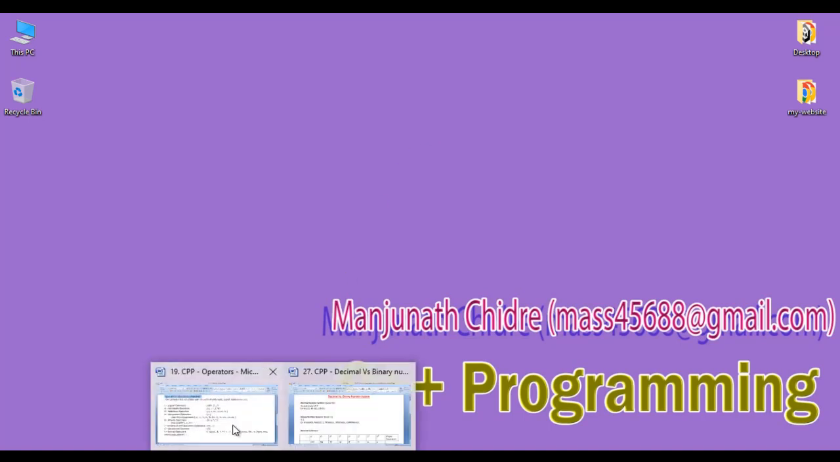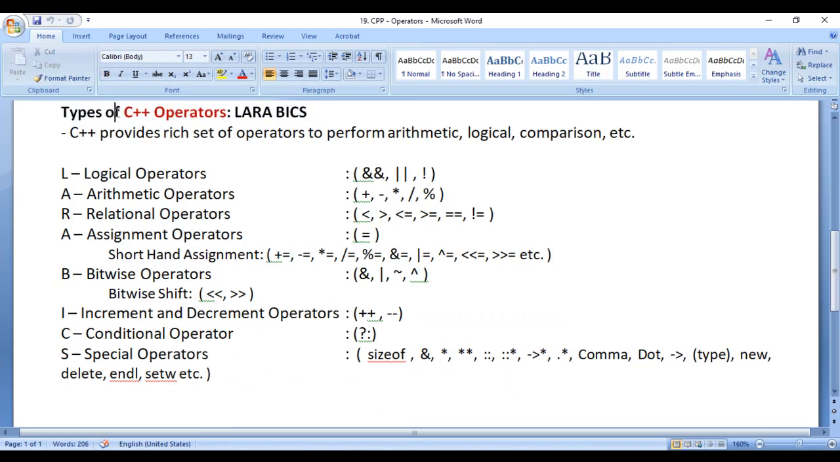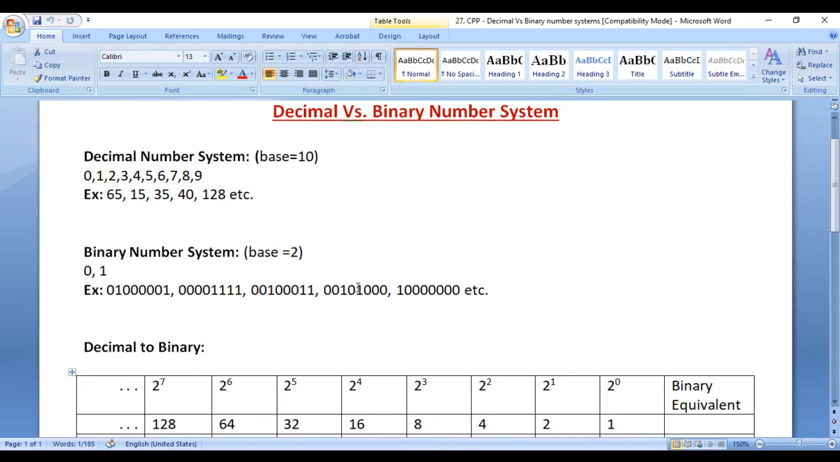From the past few video tutorials, we are trying to understand operators in C++. We understood arithmetic operators, relational operators, logical operators, assignment operators, increment and decrement operators, conditional operator. In the next video tutorial, we understand bitwise operators. Before we proceed and understand bitwise operators, first we need to understand decimal number system and binary number system, guys. We have to understand how to convert a decimal number to binary equivalent number. We have to understand how to convert binary number to a decimal equivalent number, guys.